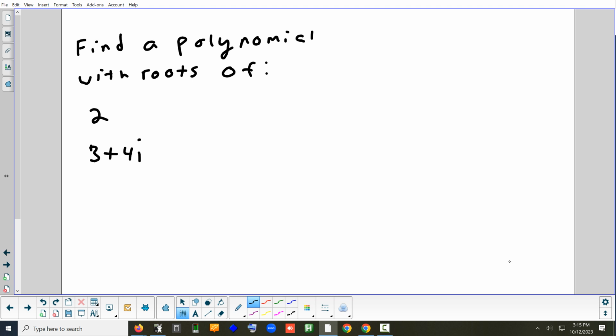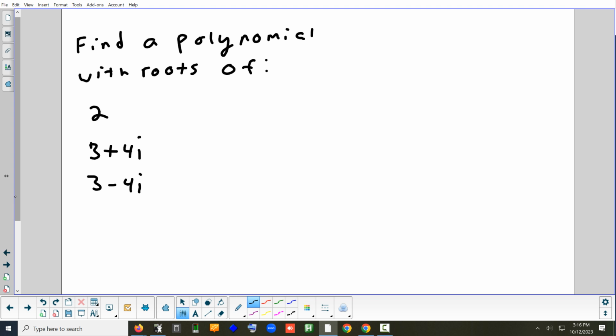Okay, so in this one, we're going to take a look at how we can construct a polynomial that has given roots. Now, they've told you here that they want you to have roots of 2 and 3 plus 4i. Is there anything else you know that would have to also be true here, even though they didn't say it? Yeah? 3 minus 4i is also a root. Right, 3 minus 4i would also have to be a root.